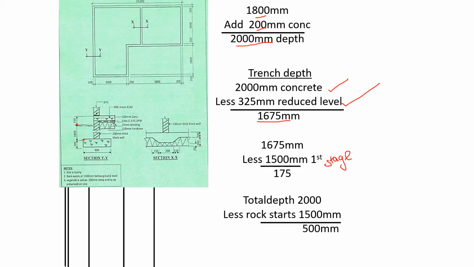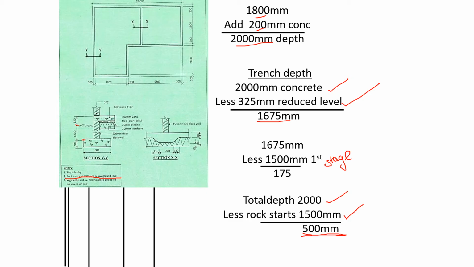Remember, we were told that rock exists at 1500 millimeters below the ground level. So what is the depth of the rocks that we shall excavate? So it shall be the total depth of the excavation. We need to excavate a total of 2000 millimeters below the ground. Below the ground is 2000 millimeters and rock begins 1500 millimeters below the ground. So the rock that we shall excavate will be 500 millimeters.